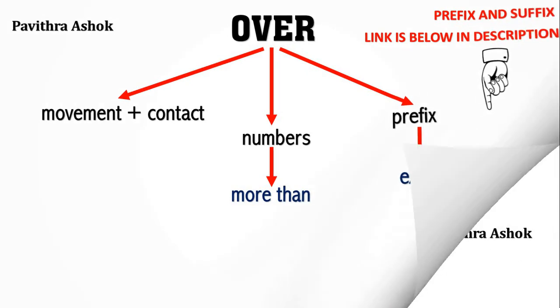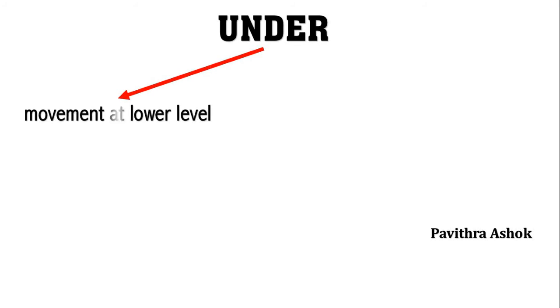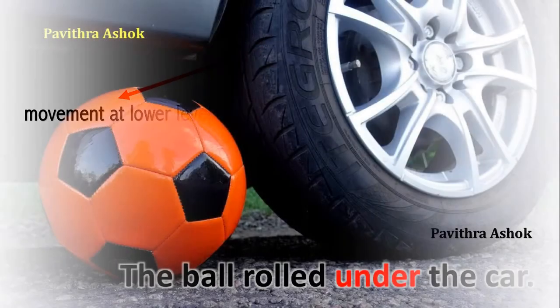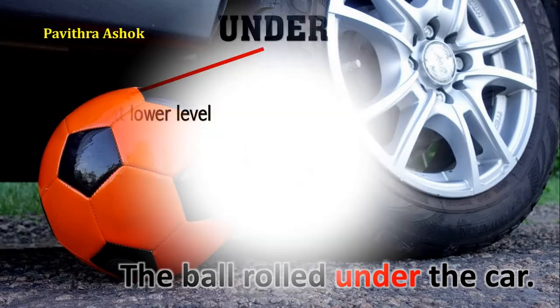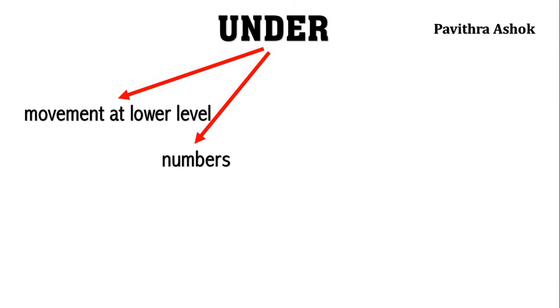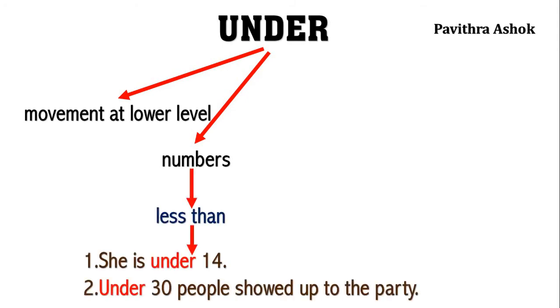Next one is under. We use under when there is a movement at a lower level. For example, the ball rolled under the car. We also use under for numbers, which says something less than. For example, she is under 14, which means the girl is under 14 years of age. Under 30 people showed up to the party, which means less than 30 people came to the party.